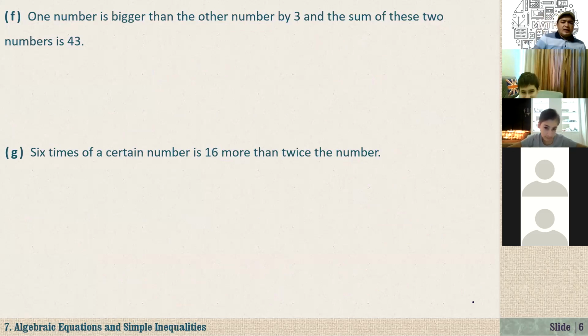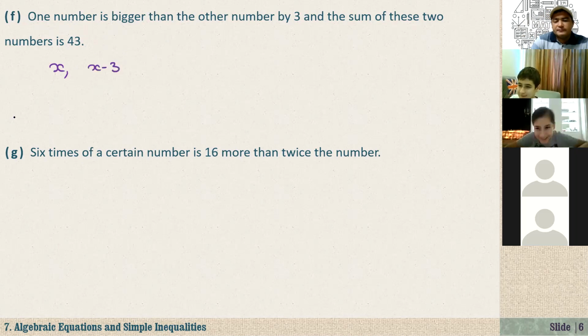Okay, Rahim, read question F. One number is bigger than the other number by 3, and the sum of these two numbers is 43. Okay, how do you write it? Rahim, if the first number is x, and the other number is bigger than the first number by 3, what is the second number? x plus 3.